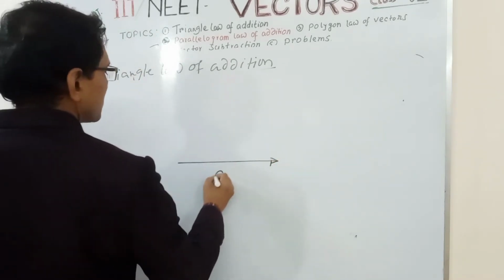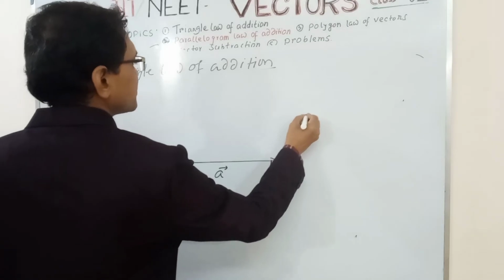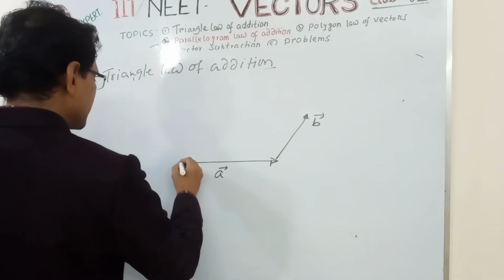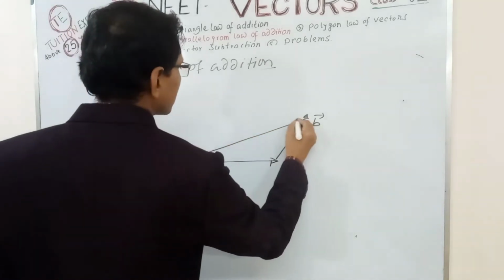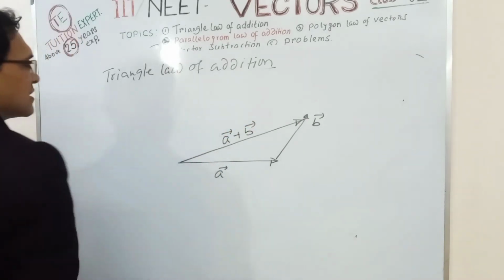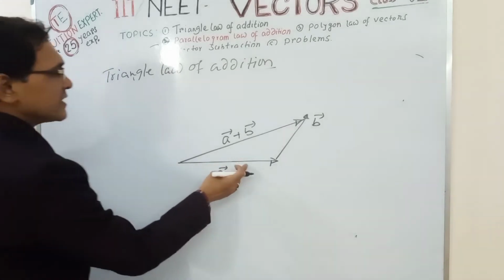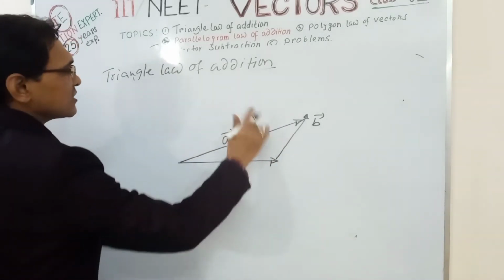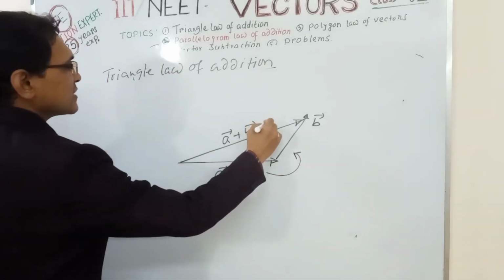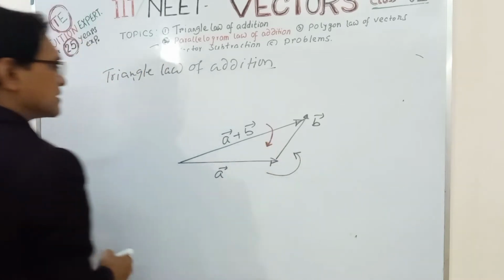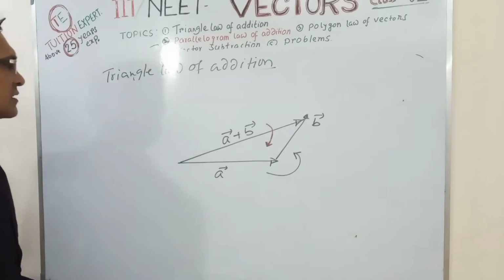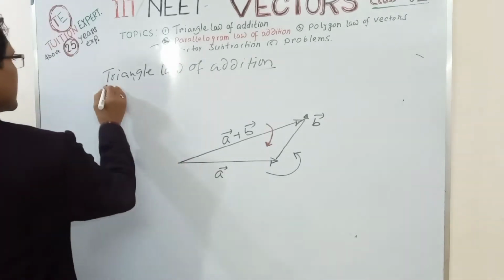It states that suppose this is A and this is B, two sides of a triangle taken in the same order. Then the third side or closing side, taken in the opposite order, that is this, represents the addition of the two vectors. So A and B are taken in the same order, the third side in the opposite order. Suppose A and B go anti-clockwise, the third side goes clockwise. Then the closing side represents the addition of the two vectors. This is the triangle law of addition.